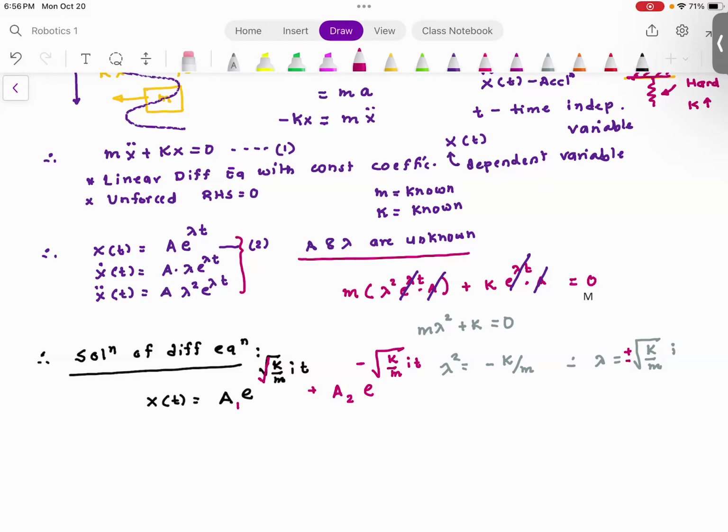Now, let's do that. I'm going to say square root of k over m is equal to lambda, just to make my life easier. a1 e raised to lambda i t plus a2 e raised to minus lambda i t. Do you agree with me? I'm going to write that. Lambda is square root of k over m. Did I make a mistake?